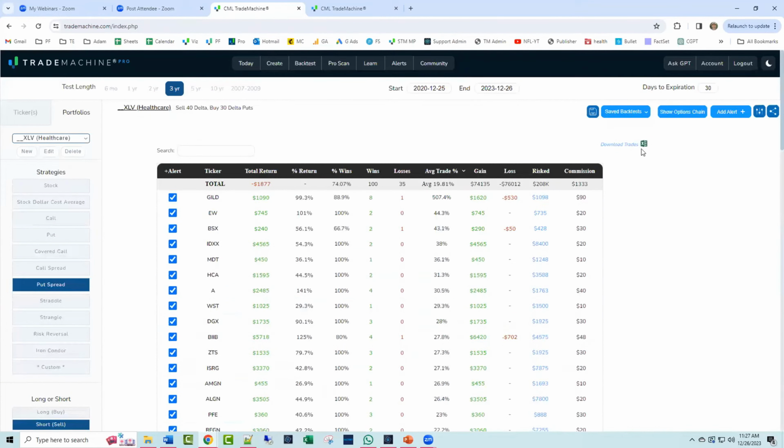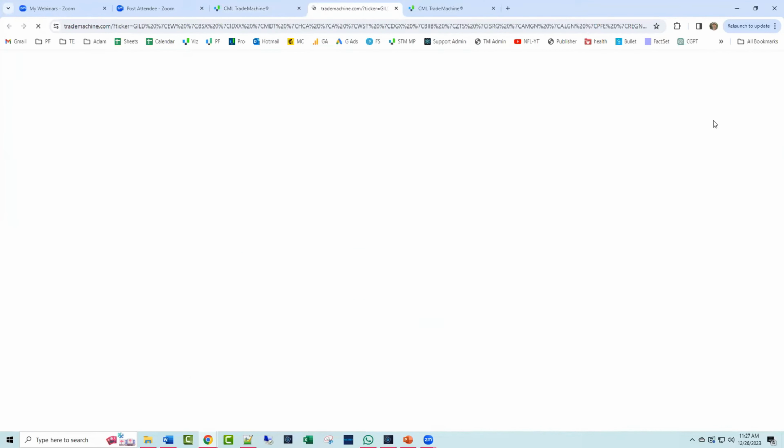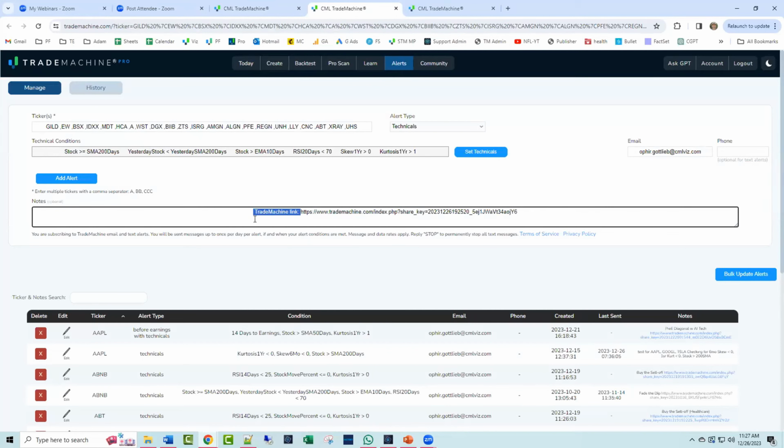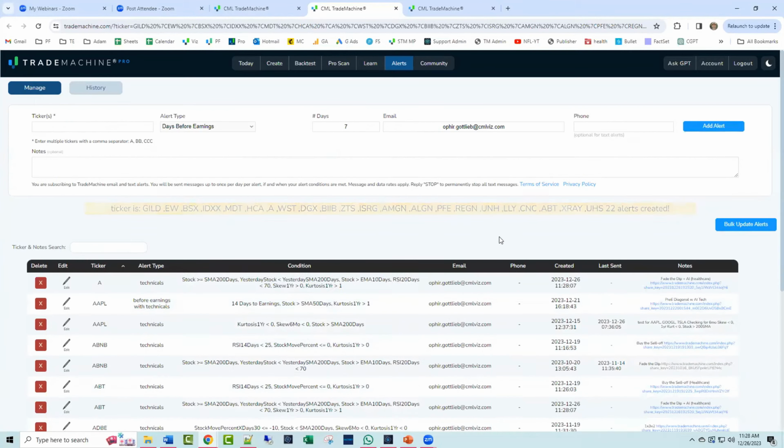So now I found some more. So I'll go to add alert, same thing. Everything's already done for me. And this is fade the dip plus AI. But this time, this is in healthcare. You don't have to put notes, you can just get the alerts. But I want to know what I'm looking at. Oh, it's fade the dip plus AI. Oh, it's in healthcare. Got it. Add the alert. 22 alerts were created. So that means in total, we've created 31 trades.